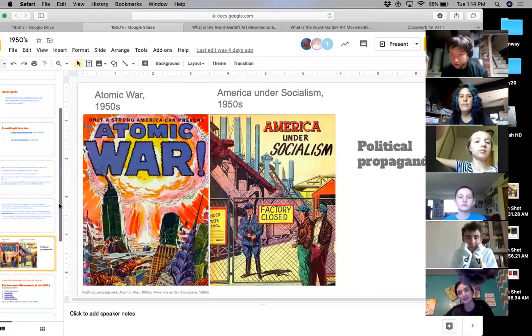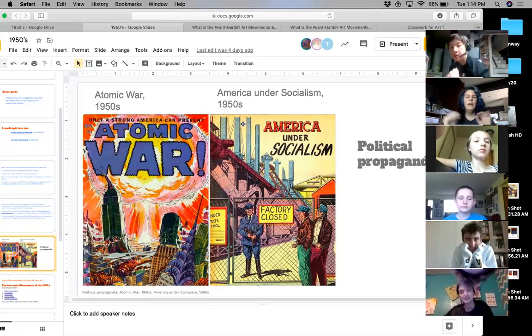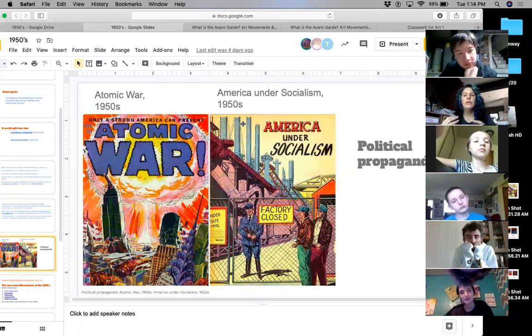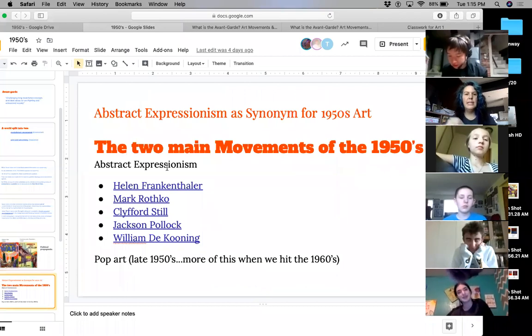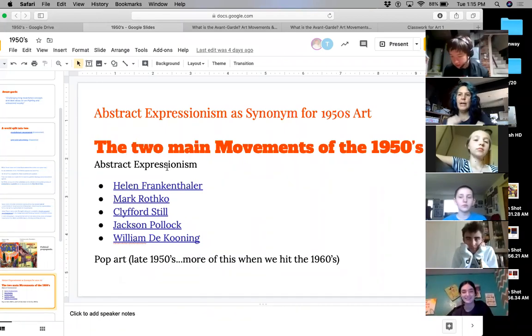So here's an example of the propaganda and political posters, right? You can see America's versus the USSR's. With America under socialism and scaring of the atomic bomb and war, they used a lot of political satire and cartoons and posters to try and sway the public, and both did. All right, so there's two main movements that popped up in the 1950s. The one we're going to look at this decade is abstract expressionism, and then pop art started in the late 50s, but we are going to look at that next week during the 1960s.